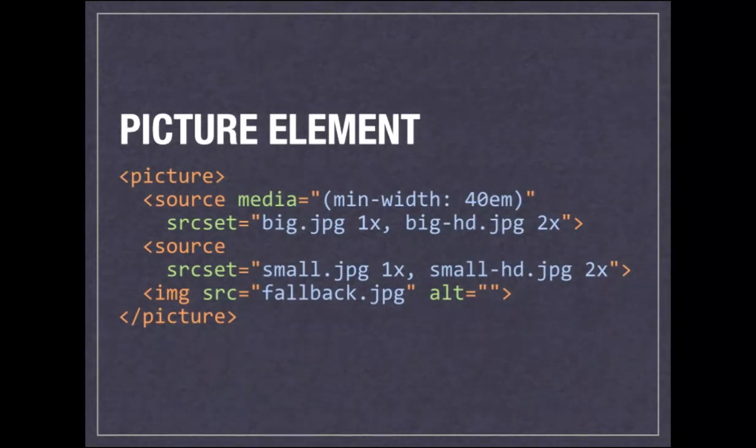This is a new element of HTML. It is a standard. The W3C, the organization that says, hey, this is what the web is, they have said, yes, this is something, and browsers are working on implementing it right now. It's a new HTML element. And so you have a picture, and it has multiple sources, and it can have a fallback image.